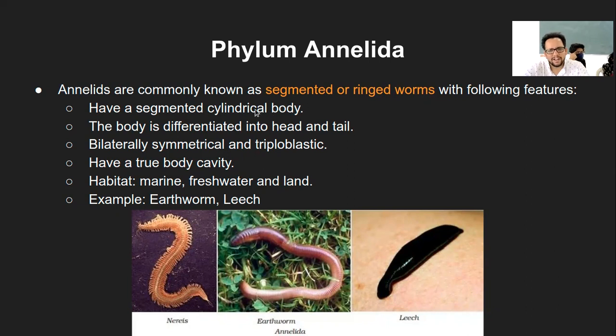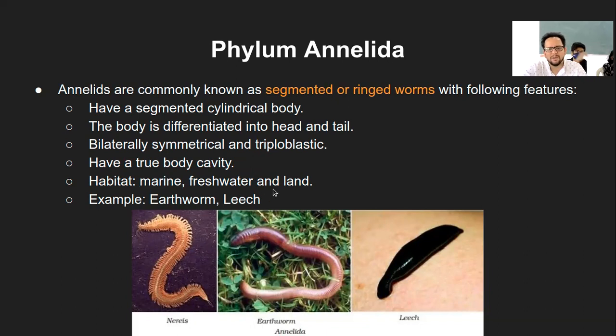Again, we have a cylindrical body, but it is segmented. The body is very distinctly differentiated into head and tail parts. Bilaterally symmetrical, they can be divided into right and left sides. Triploblastic, that means they develop from the three germ layers. They have a true body cavity. From here, the complexity has increased to another level. That means they have internal body cavities which can be utilized, like we also have the stomach or lungs. These are true body cavities, right? Similarly, Annelida also have certain body cavities.